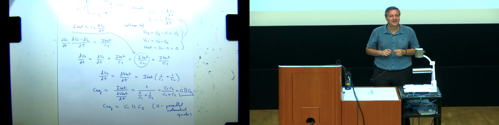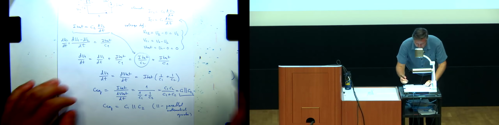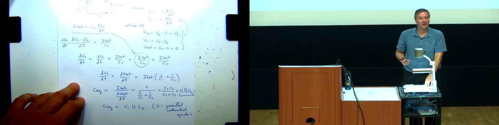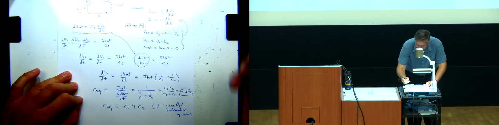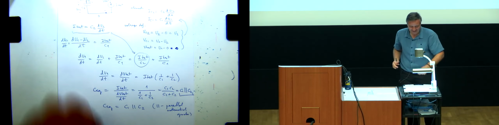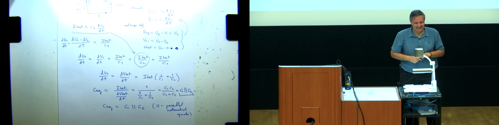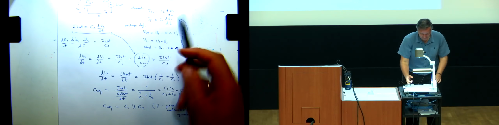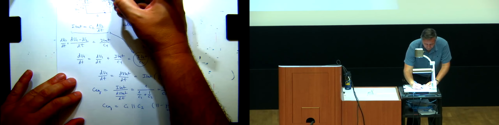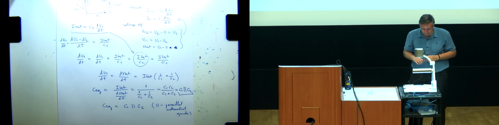Yes? Why is... Oh, because I'm wrong. I made a mistake. Thank you. Or, sorry, I kind of made it like that just so you can catch me. Yeah, but VTest is really just U1 minus 0. So it's just U1. Okay, good.